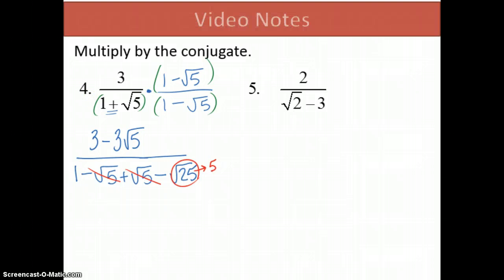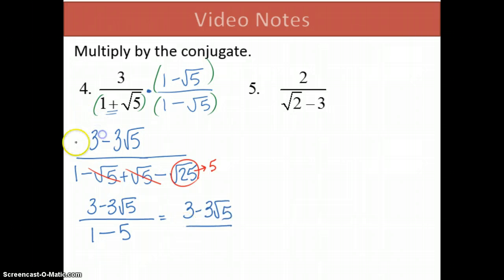So what we end up with here is 3 minus 3 root 5 over 1, minus square root of 25, which is 5. 1 minus 5 is negative 4. So we have 3 minus 3 root 5 over negative 4, and that's simplified. A lot of work, but you've got to get that square root off the bottom. You can't have it down there, so just work slowly through these.